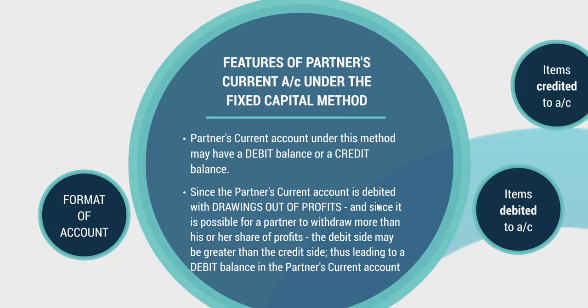feature. Since the partner's current account is debited with drawings out of profits, and since it is possible for a partner to withdraw more than his or her share of profits, the debit side may be greater than the credit side, and therefore it would lead to a debit balance in the partner's current account. These two features will be discussed in detail when I come to this section on the format of a partner's current account. Now let's check out the items which are credited to the partner's current account.